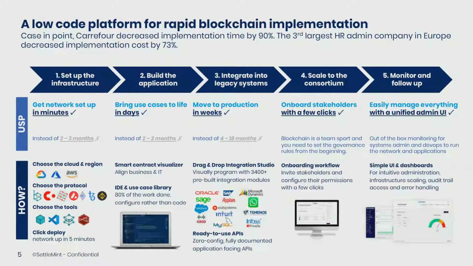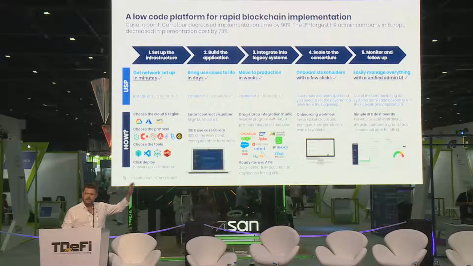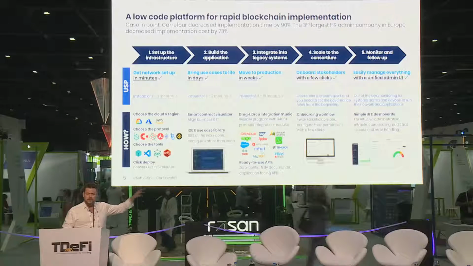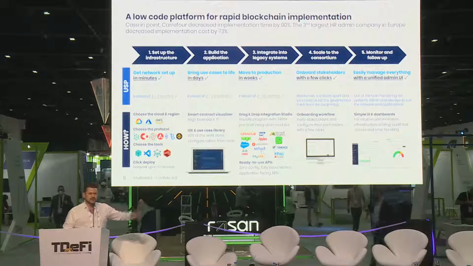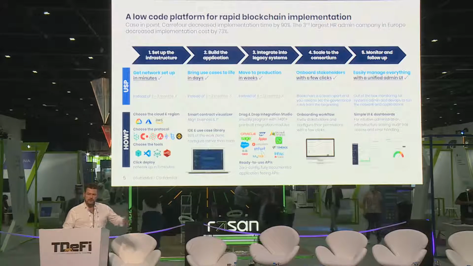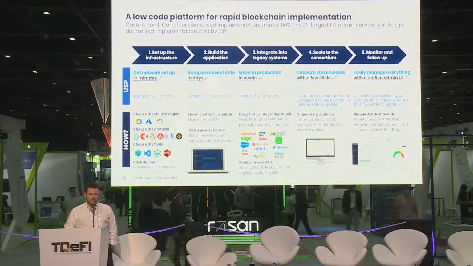So for each stage in this application lifecycle, we have a suite of tools, that's our platform, in order to make every part of that journey easy for developers. We support multiple clouds, multiple regions. So basically, pick your cloud, pick the region you want it in, pick the protocol you want to work with, private or public blockchain, choose the abstraction tools for the developers, and click deploy, and in just a few minutes, your network is up and running.